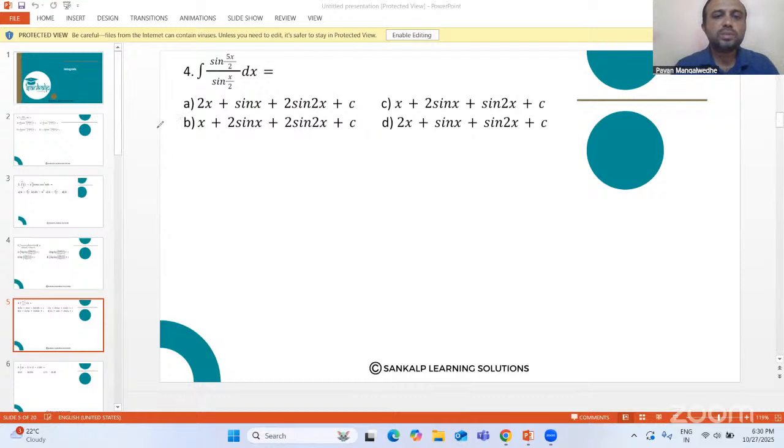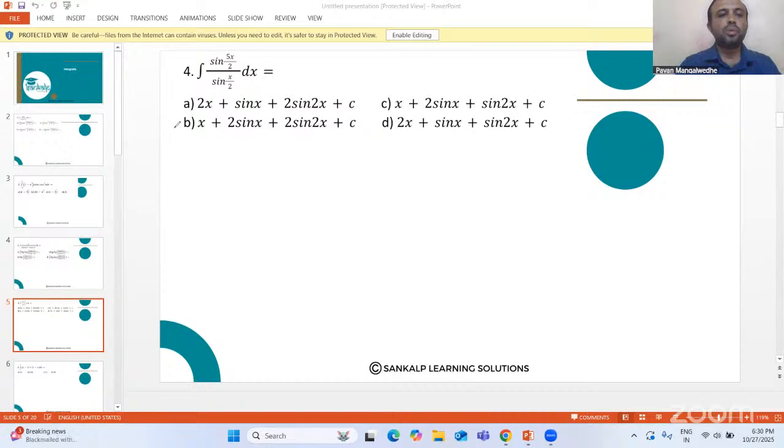Option A is 2x plus sine x plus 2 sine 2x plus c. Option B is x plus 2 sine x plus 2 sine 2x plus c. Option C is x plus 2 sine x plus sine 2x plus c. Option D is 2x plus sine x plus sine 2x plus c.